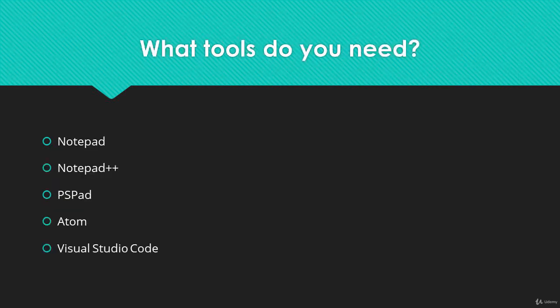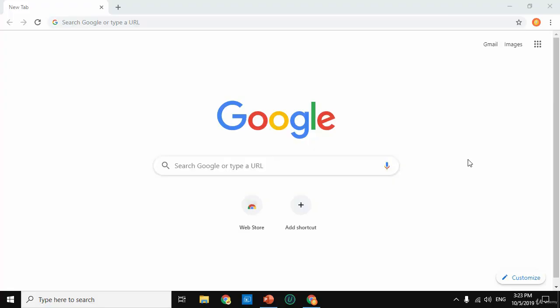In order to write an HTML file, you can use a text editor like Notepad, which already comes with Windows. But you can also use other programs like Notepad++, PSPad, Atom, and Visual Studio Code, and so on. Anyway, in this course, I'm going to use Visual Studio Code. If you haven't installed Visual Studio Code, you can download it from visualstudio.com.